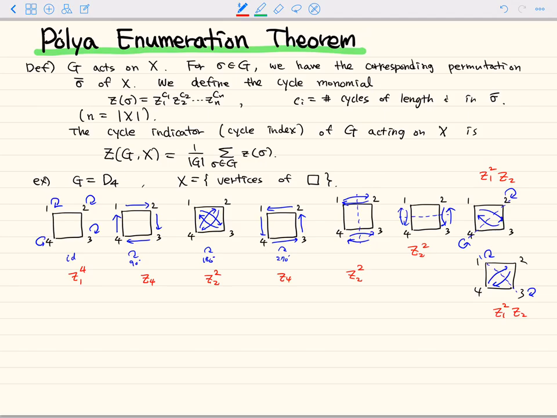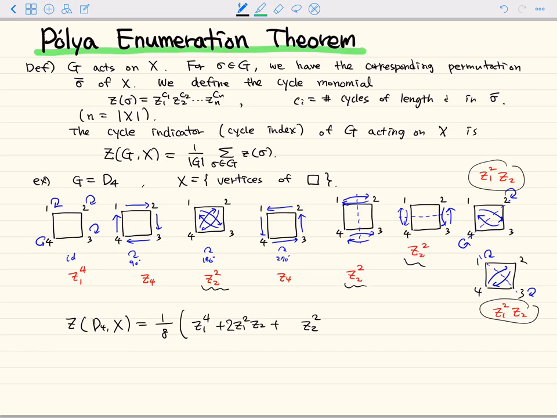So the cycle indicator of D4 on X, in this case, is 1 over 8, 8 being the number of group elements, and we add all the cycle monomials that we computed. So there's one z1 to the fourth, and z1 squared z2, there are 2 of them, like here and here, and z2 squared, there are 1, 2, 3 of those, and finally 1, 2 z4. So this is the cycle indicator or cycle index.